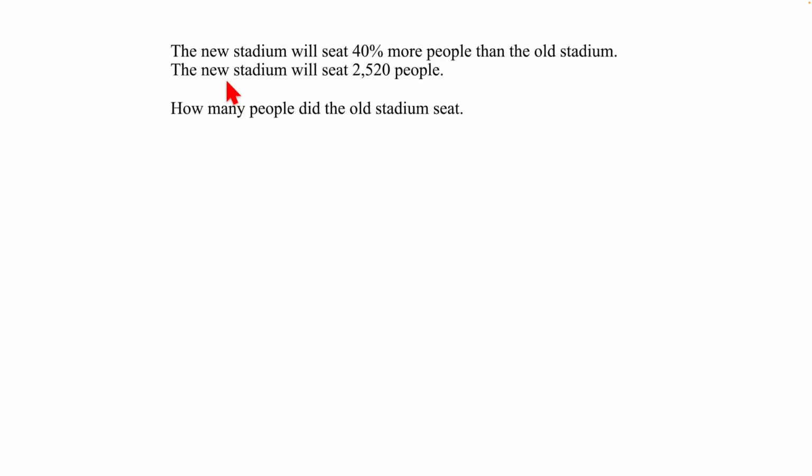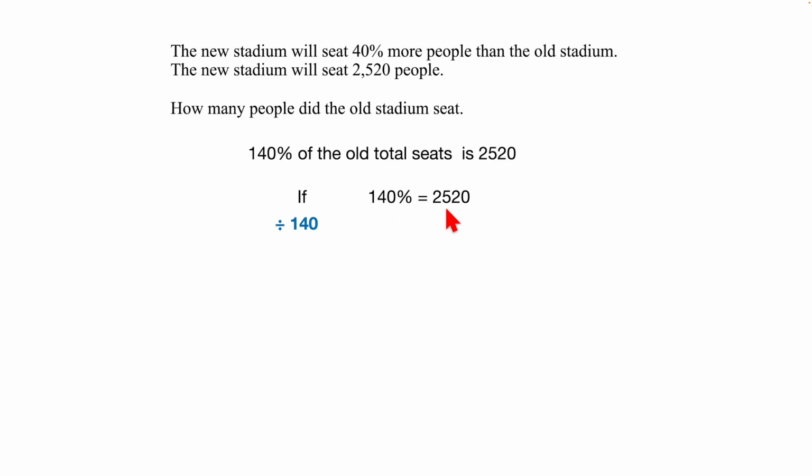Here's one, for example, that a new stadium will seat 40% more people than the old stadium. The new stadium will seat 2,520. How many people did the old stadium seat? Well, we've increased the amount by 40%. So 140% of the old seats is equal to 2,520. If 140% is 2,520, I divide by 140 to get 1% is a mere 18, times 100. 100% is 1800.